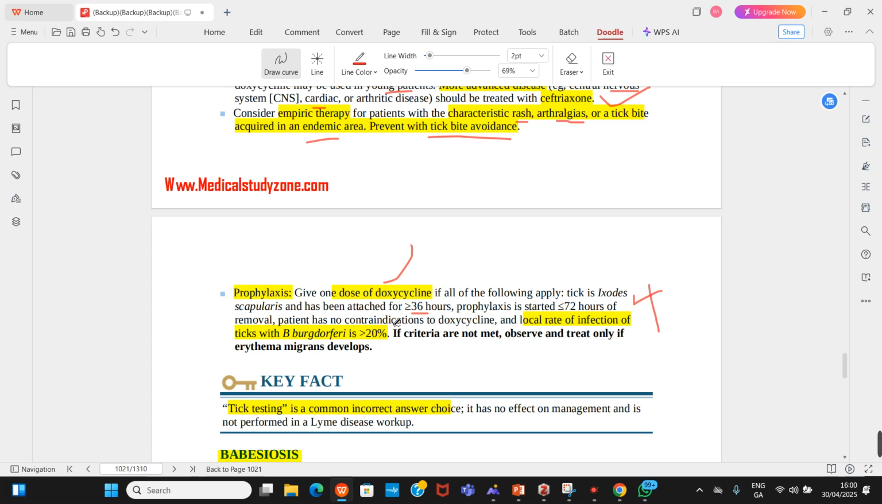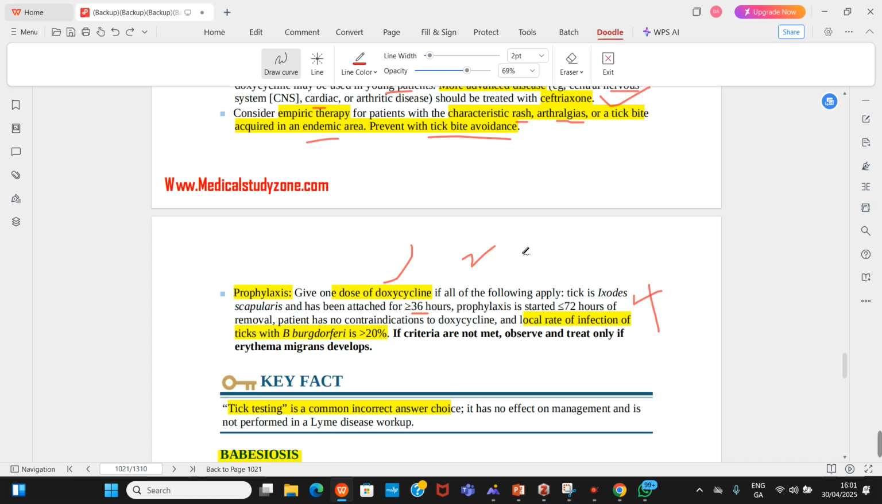But what can give you an idea is how long that person has been in that environment. If the person has been in that environment for more than 2 days, you can be sure that it's likely the tick will have been attached for more than 36 hours. And you must start your prophylaxis within 72 hours after you have removed it.